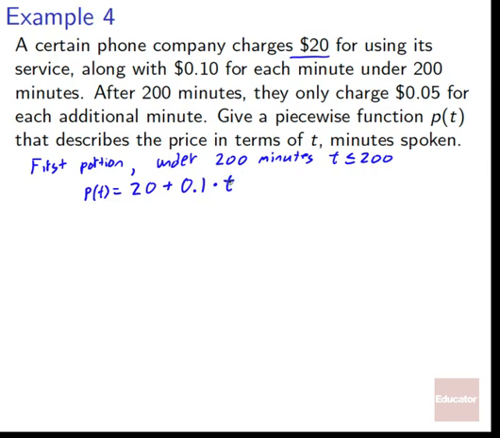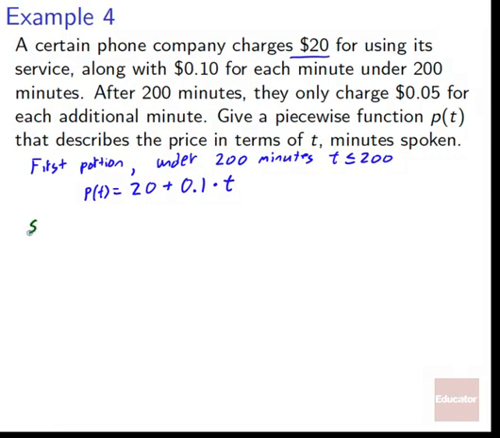Let's do a real quick test. Let's say if we'd talked 100 minutes, then 100 minutes times 10 cents would be $10. So we'd have a $30 total, which if we plug that into our new function that we just made, P of t, P of 100 would be 20 plus 0.1 times 100, which would come out to be 30. Great. So the first part of it checks out.